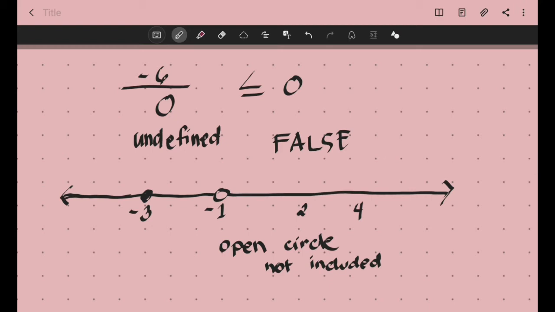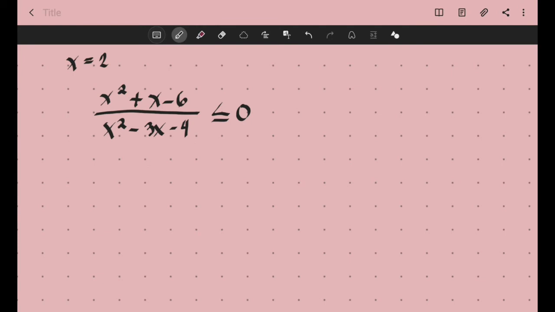Kasi si negative 1, siya yung makakapagpa-0 sa ating denominator. At kapag 0 ang denominator natin, ibig sabihin, our rational expression will become undefined. That is why negative 1 is not included. Let's proceed with the third critical value, which is positive 2. So let us substitute our third critical value to our original rational inequality.